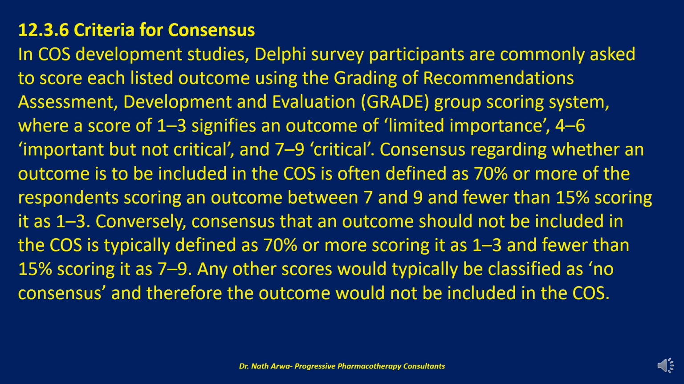Consensus regarding whether an outcome is to be included in the core outcomes set is often defined as 70% or more of the respondents scoring an outcome between 7 and 9 and fewer than 15% scoring it as 1 to 3. Conversely, consensus that an outcome should not be included in the COS is typically defined as 70% or more scoring it as 1 to 3 and fewer than 15% scoring it as 7 to 9. Any other scores would typically be classified as no consensus, and therefore the outcome would not be included in the core outcome set.